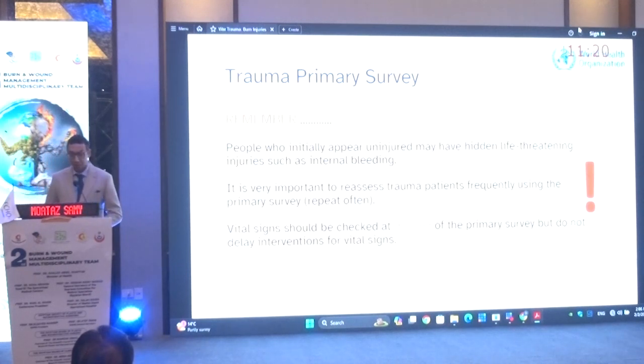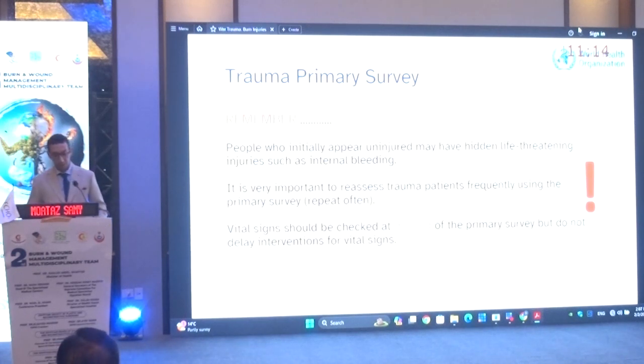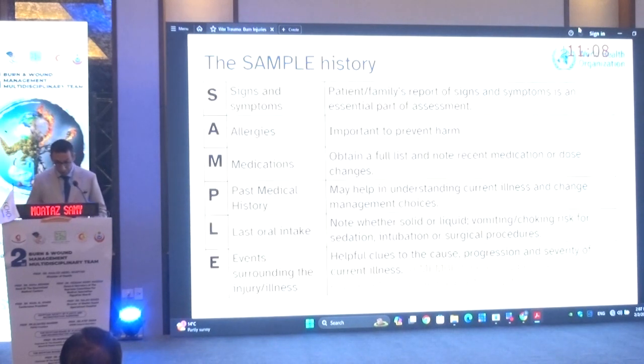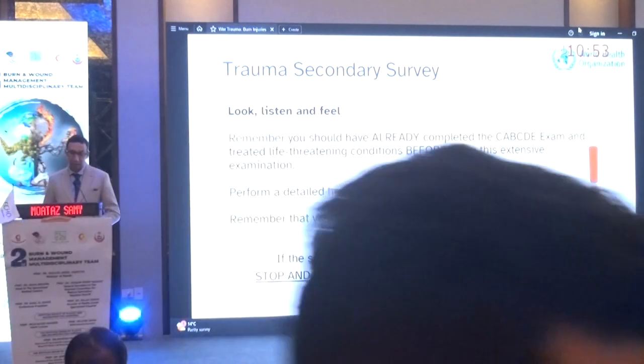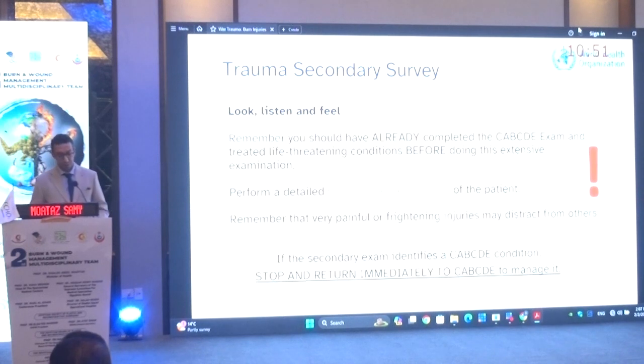Remember that in case of conflict, people who initially appear uninjured may have hidden life-threatening injuries, so it's important to reassess trauma patients. After we complete the primary survey, we take a SAMPLE history. Then we go to the trauma secondary survey after we have already completed the CABCDE approach. We perform a detailed head-to-toe examination of the patient.